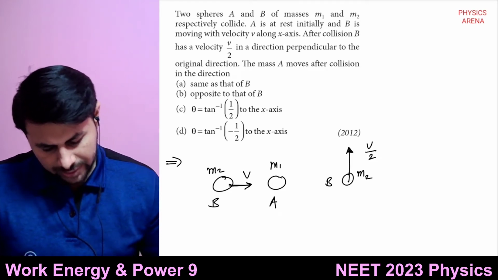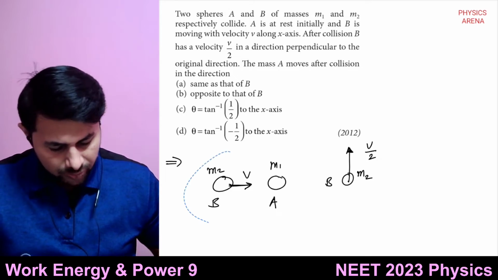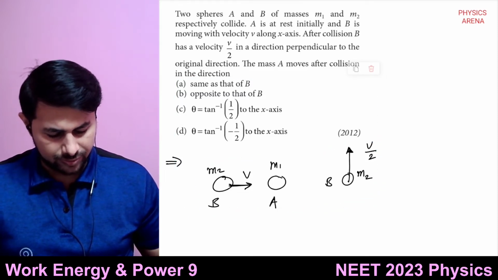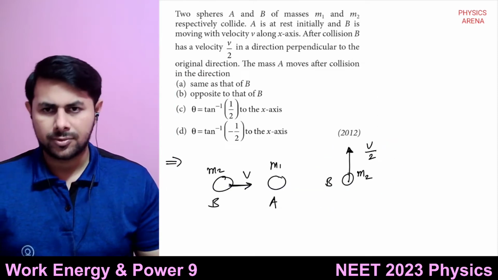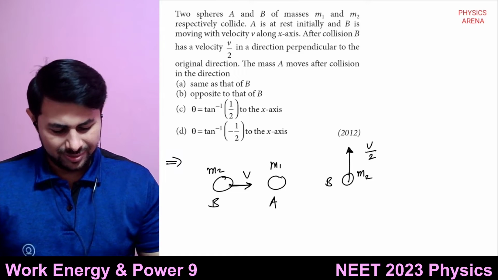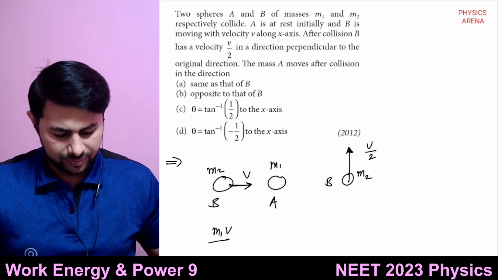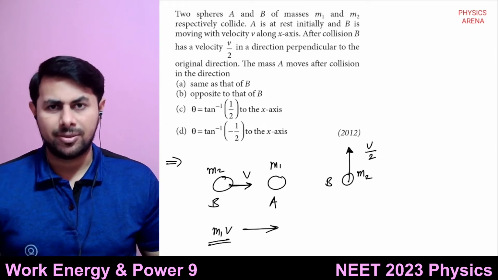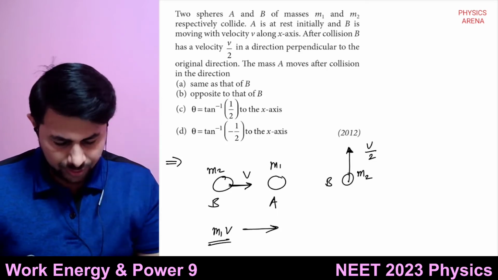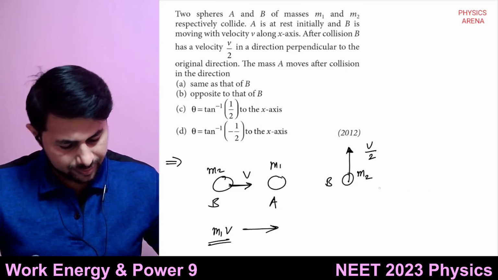Okay. And the mass A moves after the collision in which direction? Which thing is always true in case of a collision? The law of conservation of momentum, right? So initial momentum was in the x direction. How much was the initial momentum? It was m1 times v in the x direction. How much should the final momentum be? The final momentum should also be m1 times v in the x direction.